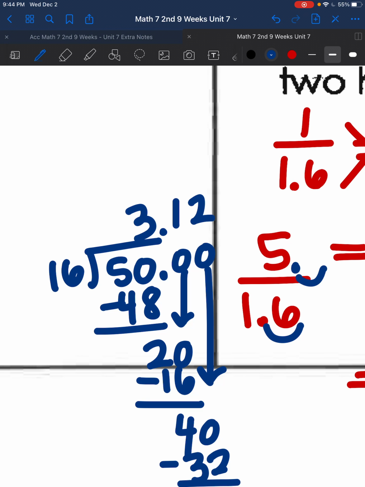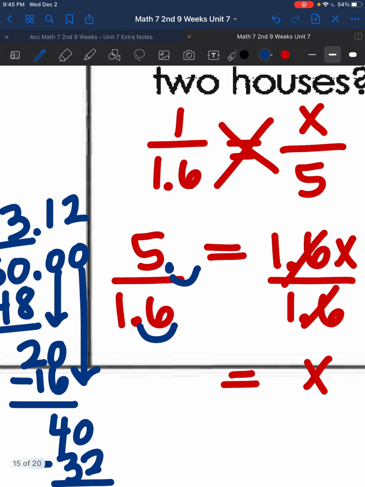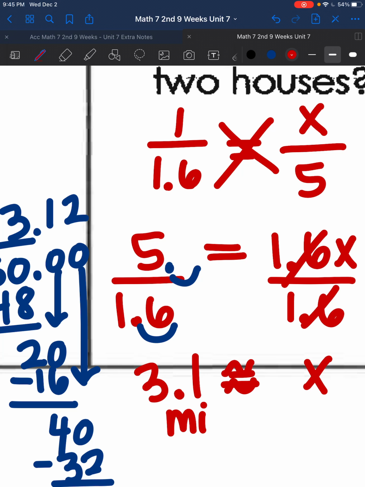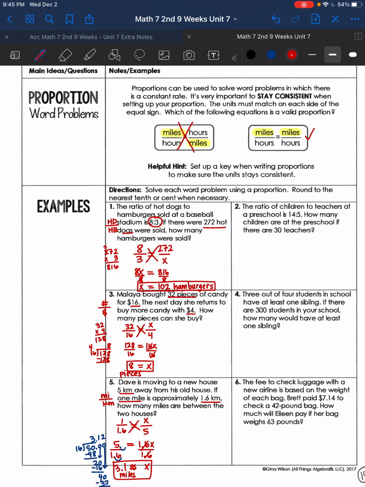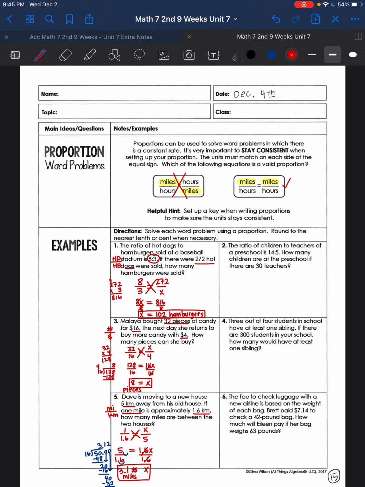Okay, so I'm still going to have a remainder, and that's fine. I'm going to go ahead and round to just 1 decimal place. So 1 decimal place would cut it off right there. Because that second decimal place is a 2, I'm not going to round up. I'm going to leave it at 3.1. So x is about 3.1 miles.